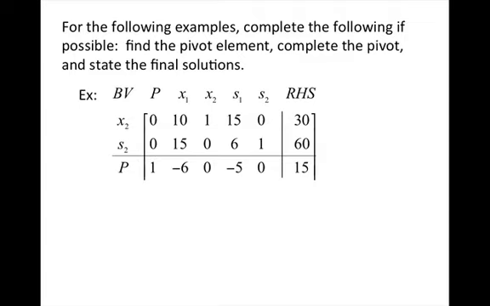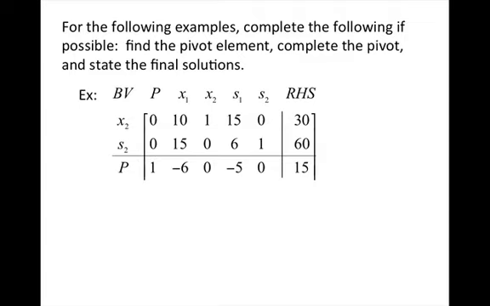Now for the next examples, I want to complete the following if possible. First, we're going to find the pivot element, then we're going to complete the pivot for that column, and then we're going to state the final solutions for the table. So let's begin with our first example.